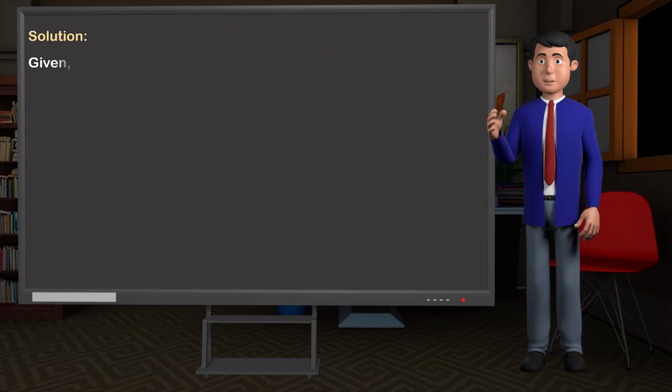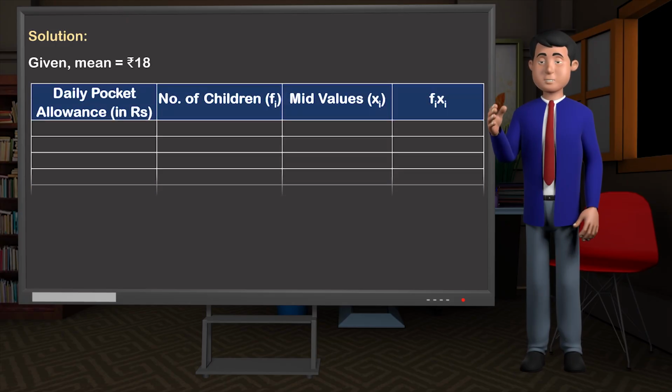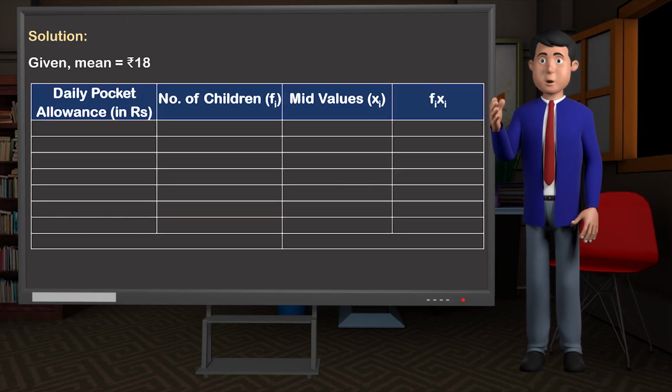Solution. Given mean is equal to rupees 18. Daily pocket allowance in rupees. Number of children, that is Fi. Mid value, that is Xi, is upper class limit plus lower class limit by 2, and Fi Xi.